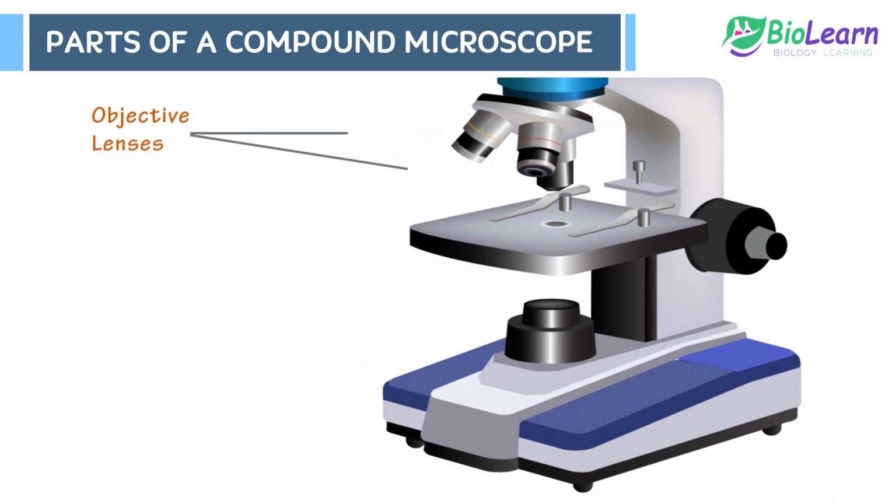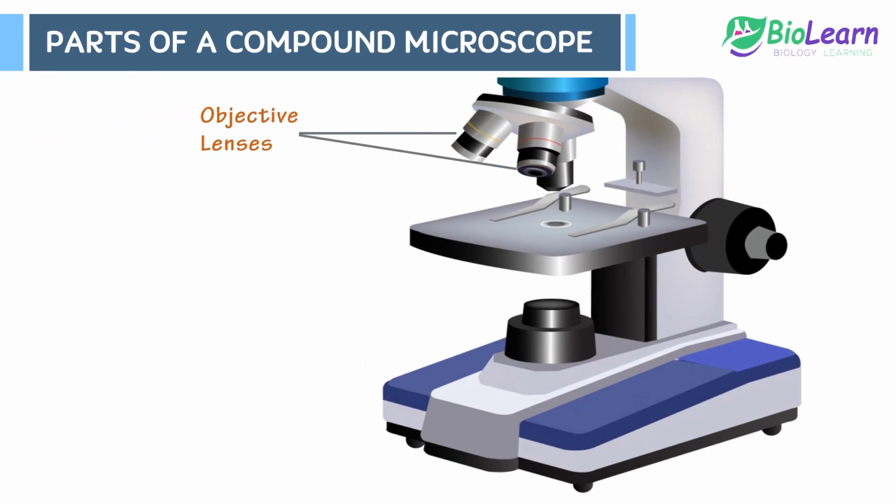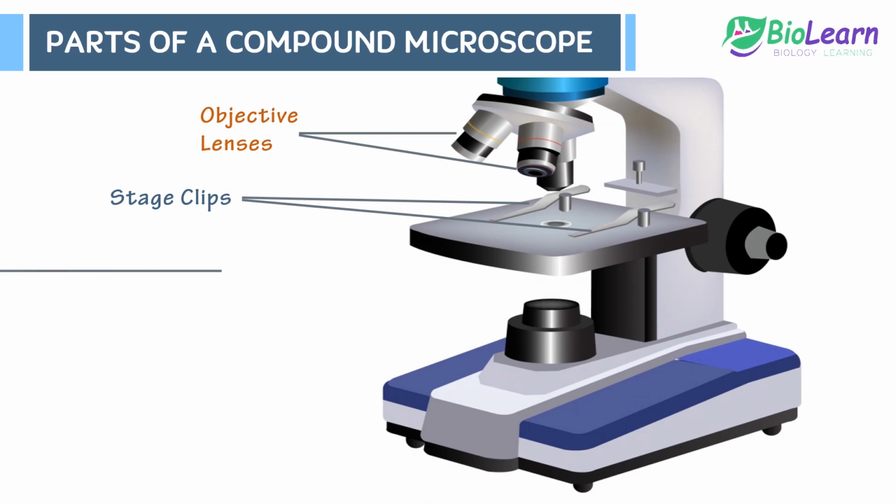An objective lens forms the initial inverted image of the object and enlarges it. Objective lenses are available in different resolutions like 10x, 40x, 100x, and many more. The stage clips hold the slide firmly on the stage. A condenser lens focuses the rays of the light on the object.